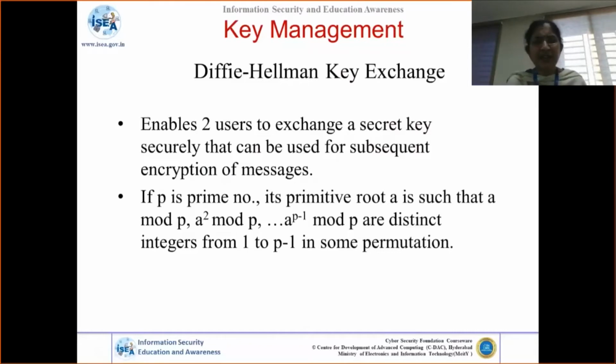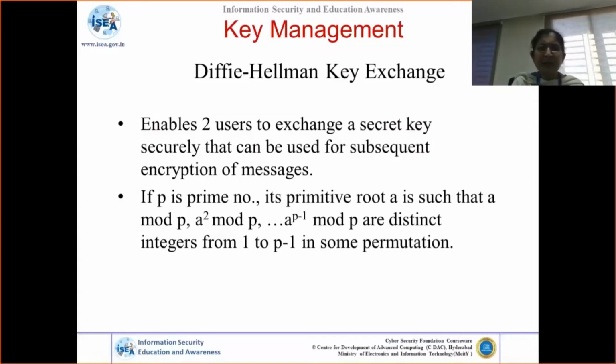It establishes the key across the two entities. Okay. Now what happens is, when two users want to exchange a shared secret key securely, which can be used for subsequent encryption of messages, they will depend on Diffie-Hellman. Okay. So again, it is based on modular arithmetic.